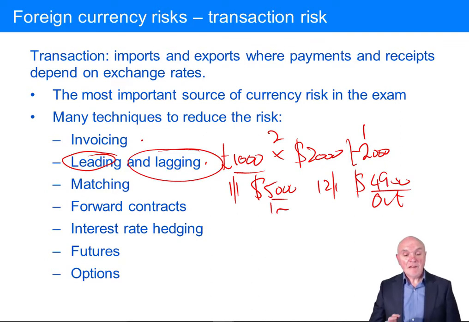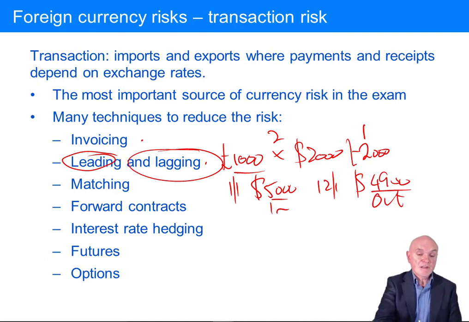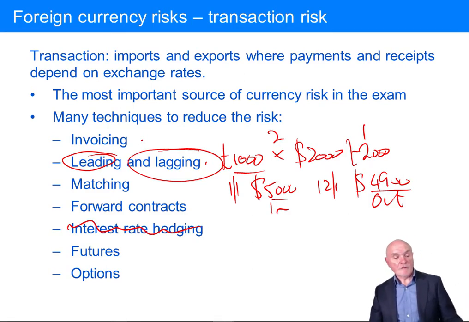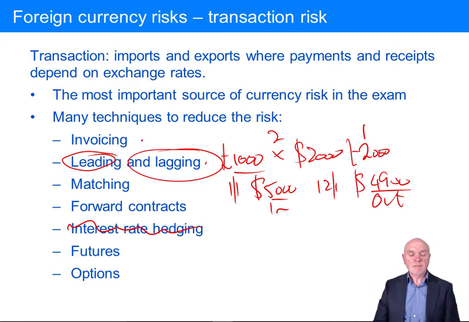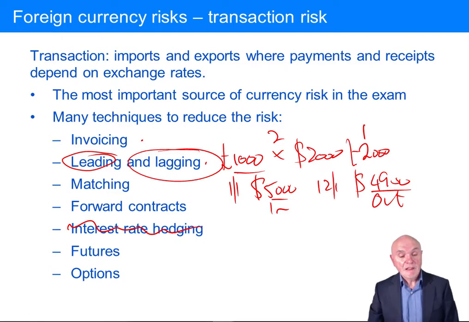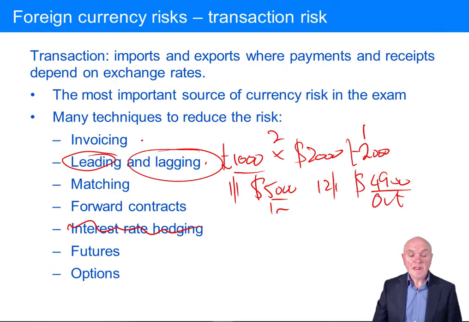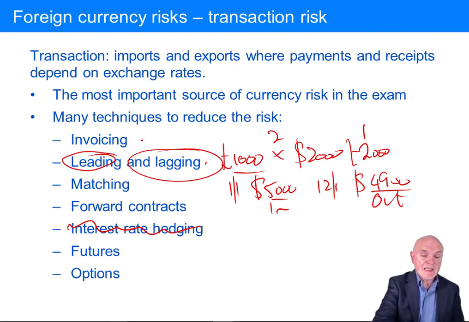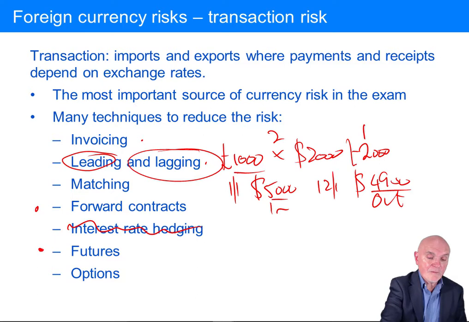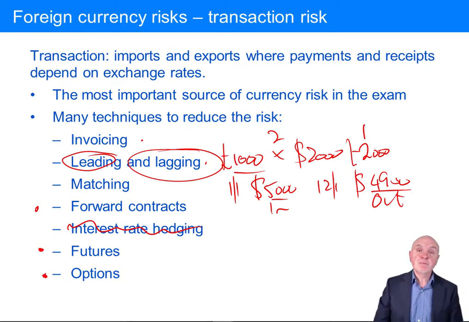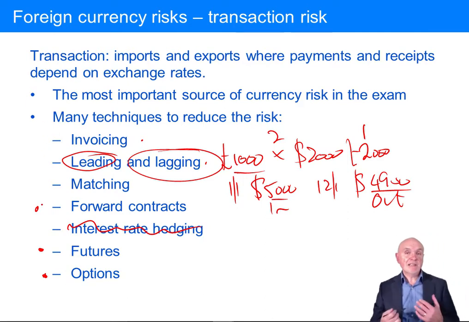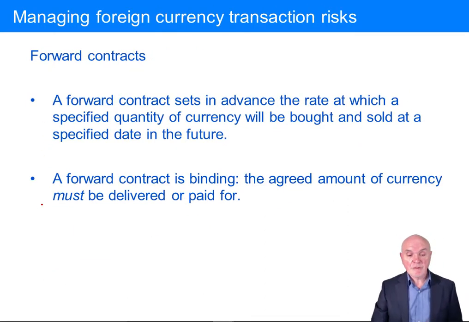Forward contracts, we'll see in a moment. We didn't worry too much about interest rate hedging, and we really shouldn't be in there. That's another way of trying to deal with risk, which is really too advanced for this syllabus, and we'll look at futures and options in just a moment. But first of all, let's look at the forward contracts. These here are 3 methods where you are using a financial intermediary, normally a bank. The first 3 here are essentially internal. You don't really need any special arrangements with anyone.